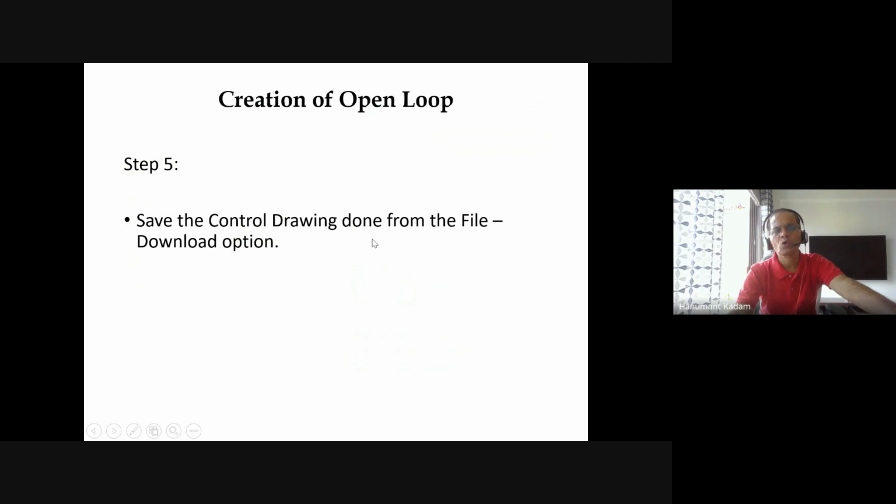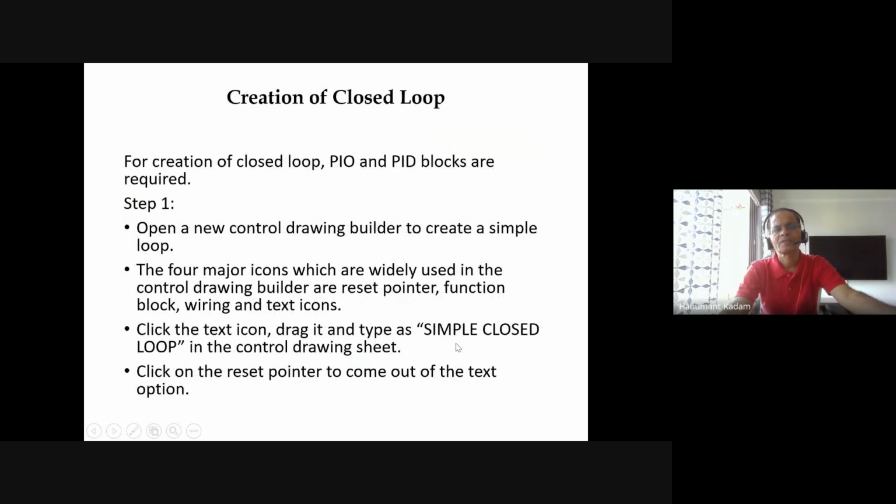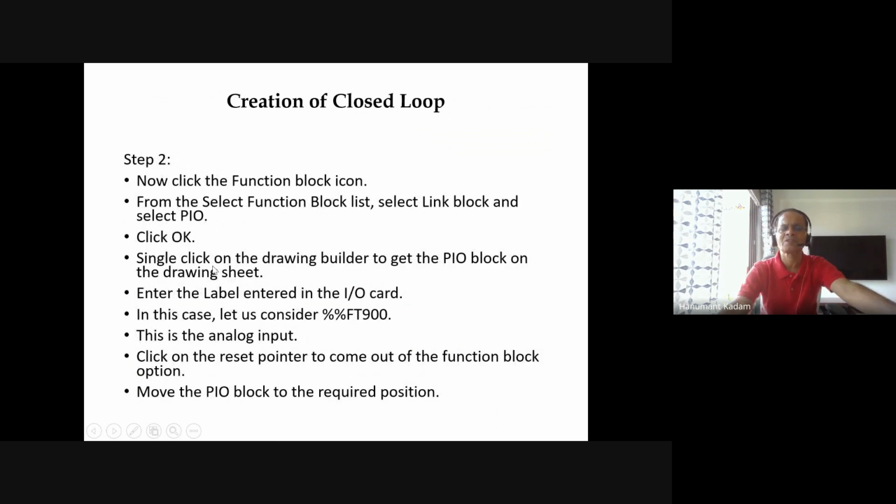Then save the control drawing pane from the file and download the option. For creation of a closed loop, PIO and PID blocks are required. Step 1, open a new control drawing builder to create a simple loop. The four major icons which are widely used are the same: reset pointer, function block. Click the text icon, drag it, type simple closed loop, that's all, and click the reset pointer. That is what I have shown in the open loop also.